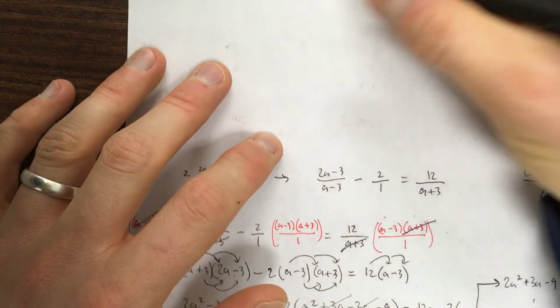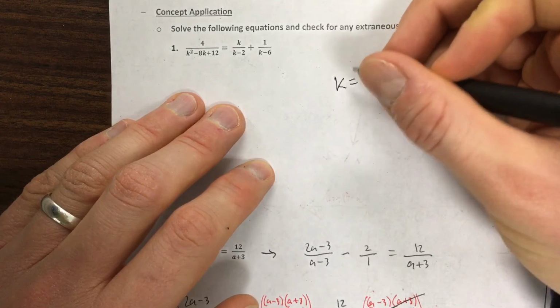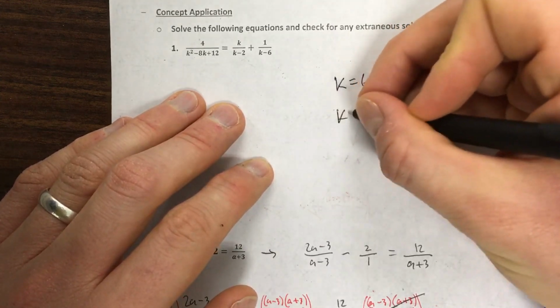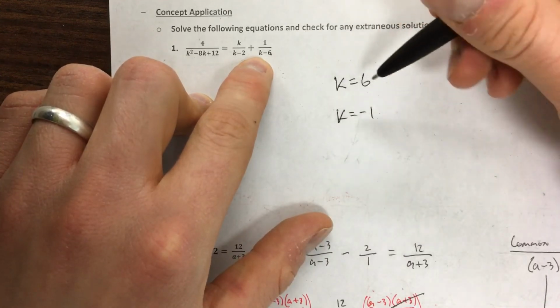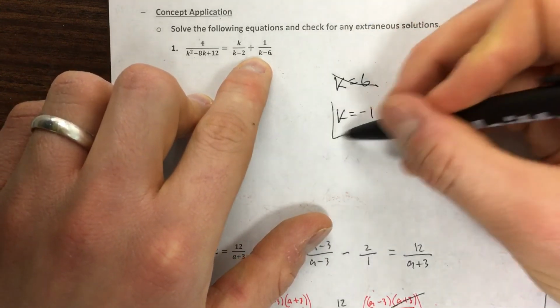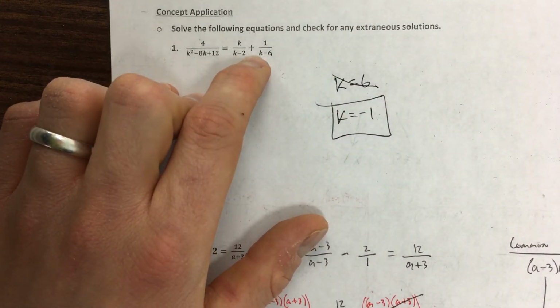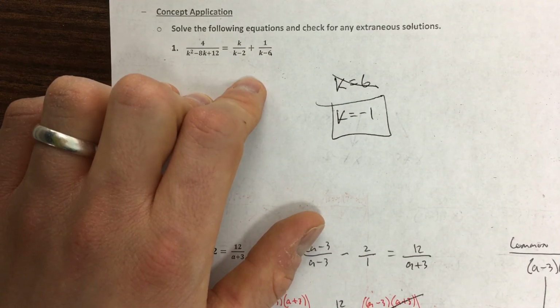If you solve this equation here, you'll get k equals 6, k equals negative 1. But here you can see that k can't equal 6. So only k equals negative 1.